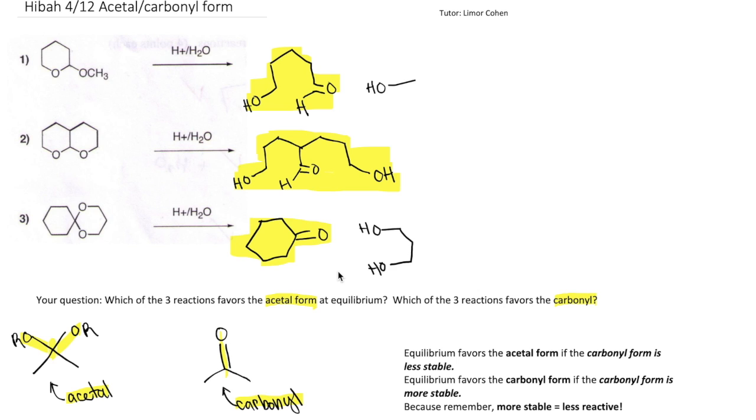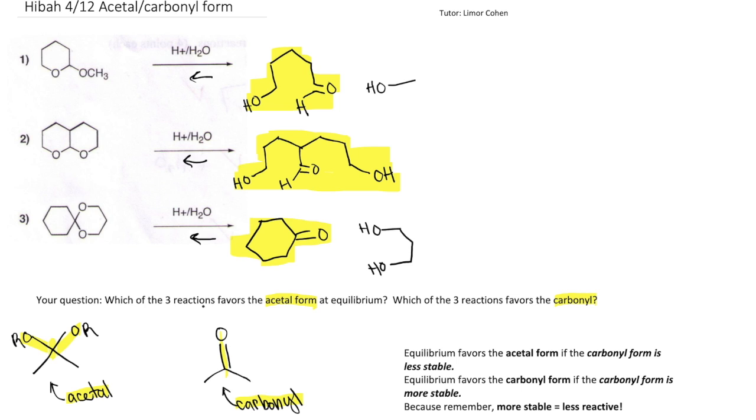So your question was asking which of the reactions favor the acetal form at equilibrium and which favors the carbonyl form. What we have to keep in mind is that equilibrium just means that our reactions can go in either direction. The acetal and carbonyl forms can be interconverted just by using H plus and H2O. So all these reactions exist in an equilibrium. It's not necessarily just a one-sided arrow. They can go in the reverse direction as well.